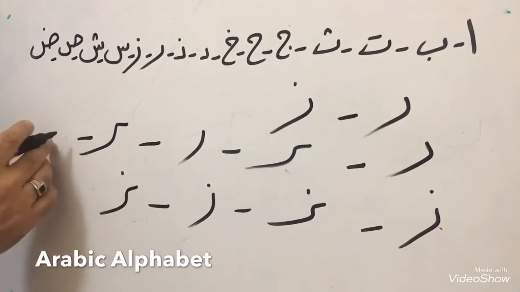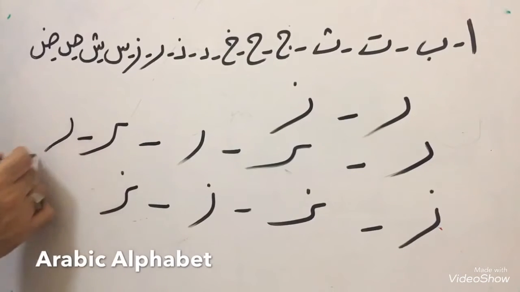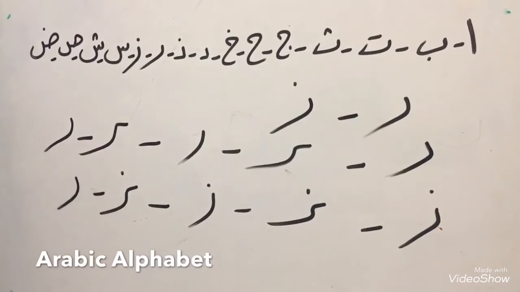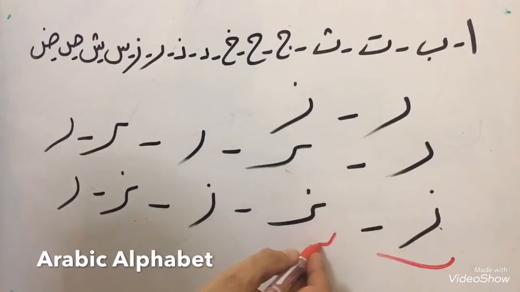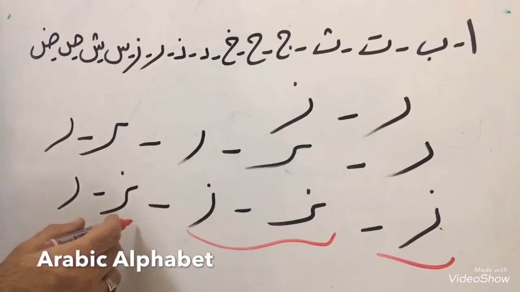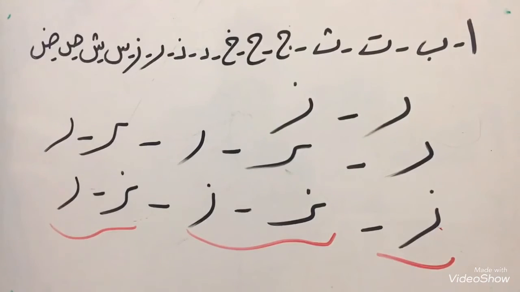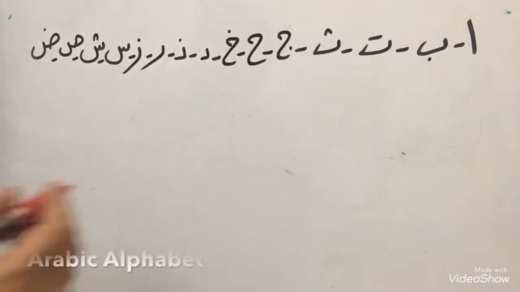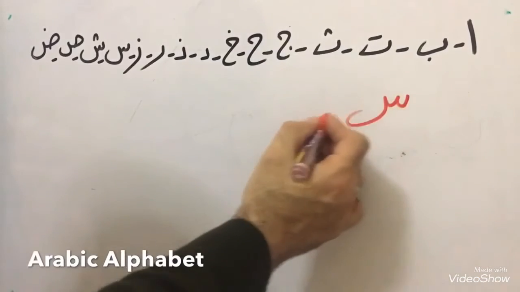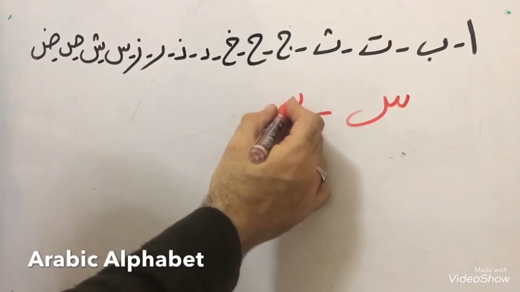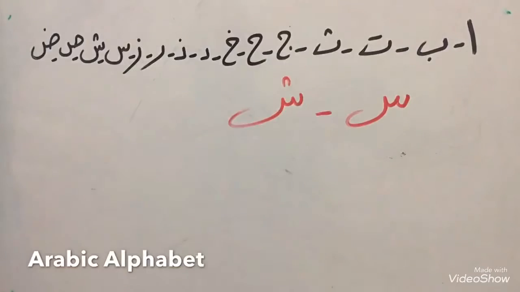Whereas if the letter can't be joined, they are like this. So this is the beginning of the word, this is the middle, and this is the end. They are similar, both in the middle and at the end. For sin and sheen, they are similar.